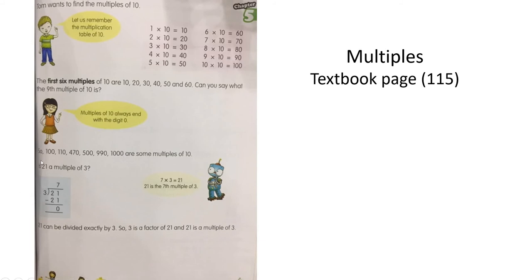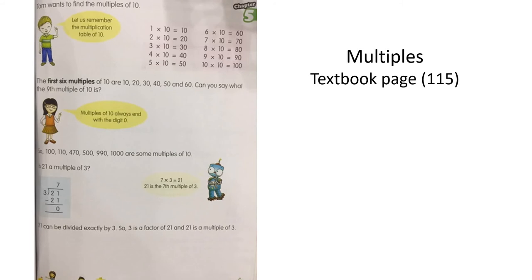But what about 21? Is it a multiple of 10? No, it's not. Okay, is it a multiple of 3? Remember, can you find a number to multiply with 3 and find the answer as 21? Yes, when you multiply it with 7. So you have to look at the times table for 3. You have to find 21 or less.